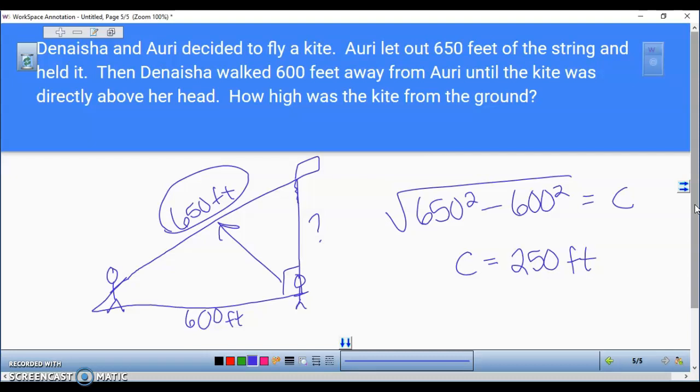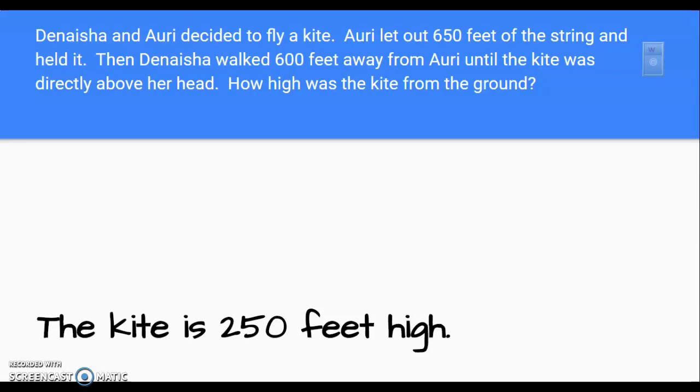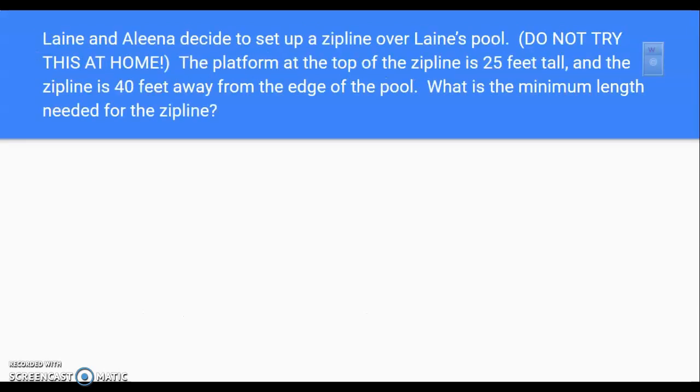So if you're not sure, you might have to sometimes draw a couple pictures to make sure you're getting it right, you're visualizing it right. But remember, word answer here, the kite is 250 feet high up in the air.